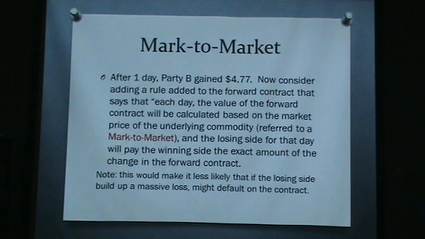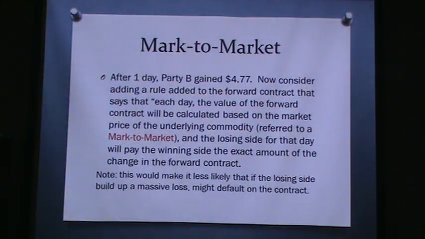and the person on the losing side has to pay the person on the winning side the exact amount. Let's say every day you calculated what the winner and the loser of the forward contract got, and then you make them pay that day. Yeah? Isn't it that forward contracts don't have mark to market? Yeah, well, they don't.